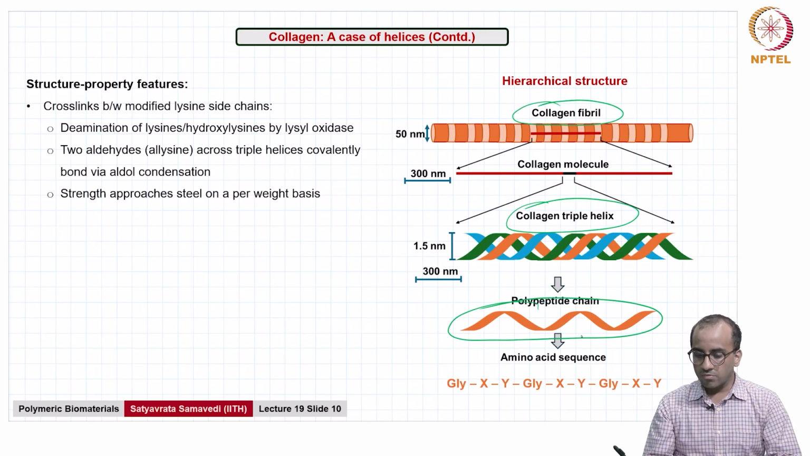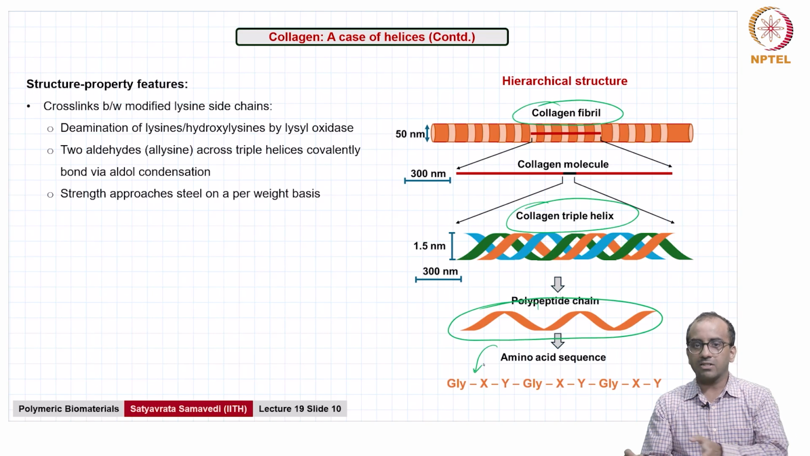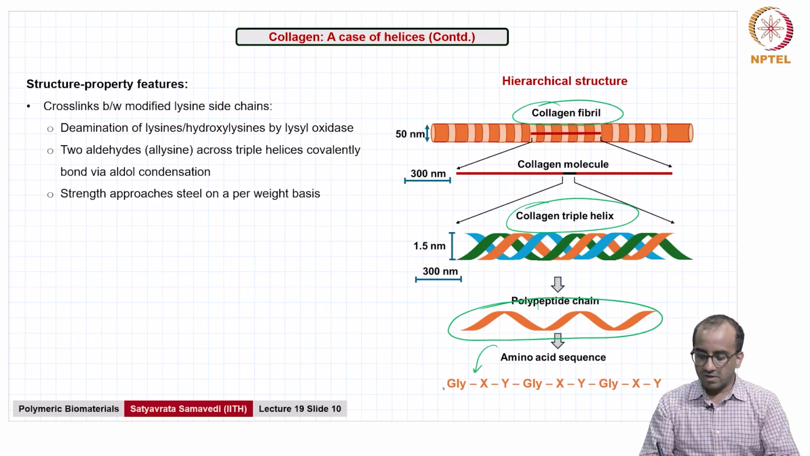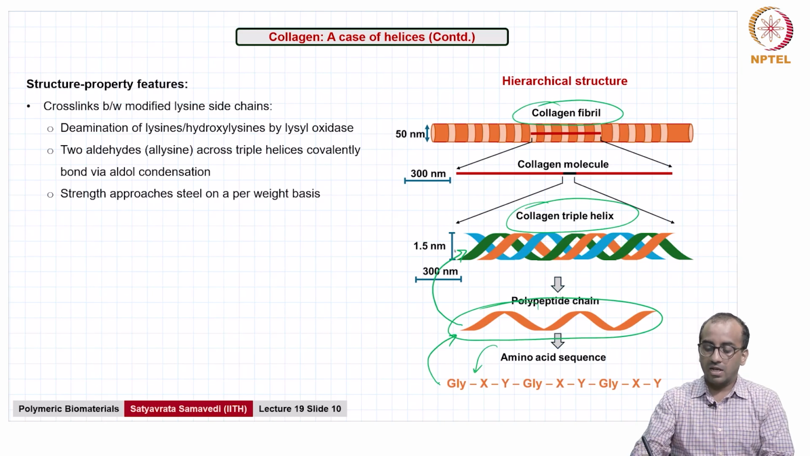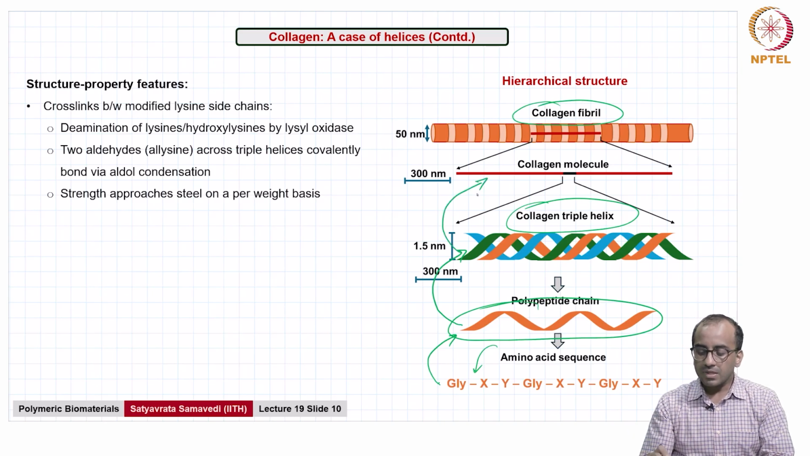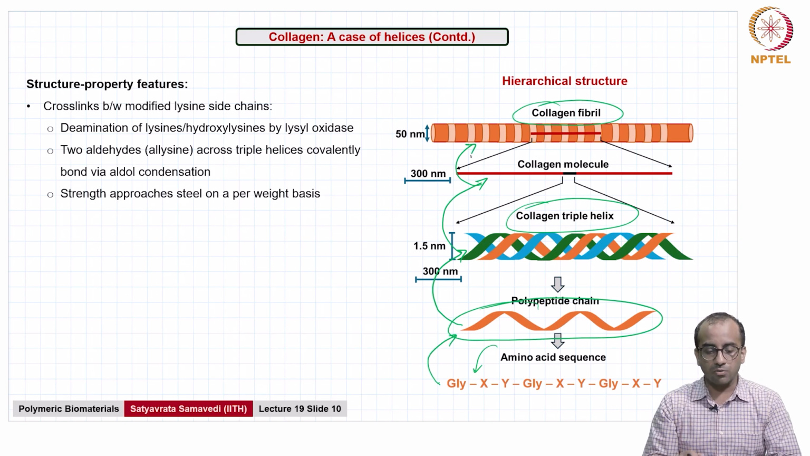And then if you zoom in further, you will see these glycine-X-Y repeats. So you see, if you go in the reverse direction, the amino acid sequence results in the left-handed helix, and then 3 such helices intertwine together to form the triple helix, and then multiple triple helices cross-link together to form a fibril. These crosslinks are covalent crosslinks across chains through the lysine groups.